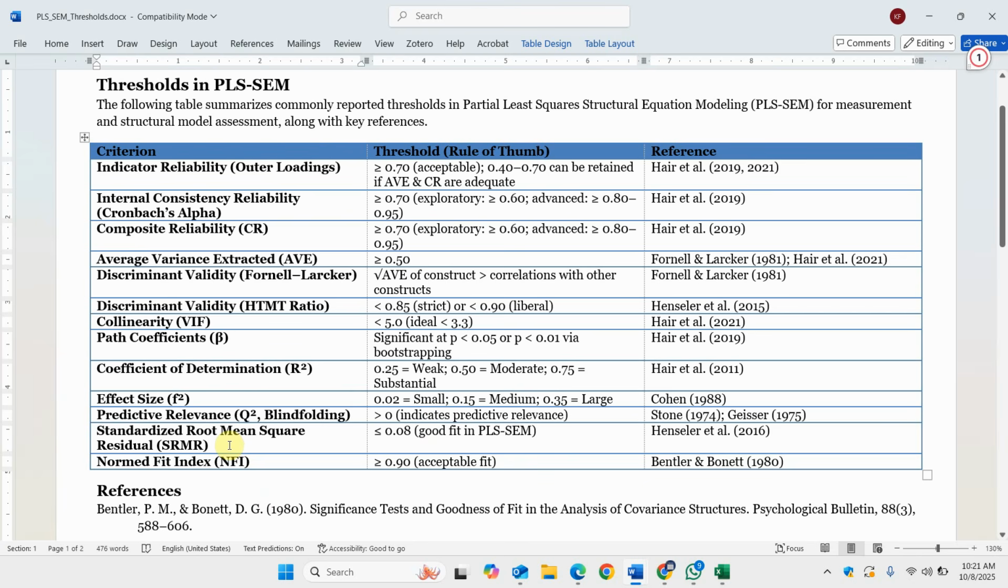Again, for model fit, we normally use SRMR and NFI. For SRMR, it should be less than 0.08, and for NFI, it should be greater than 0.90. So these are the different thresholds that we can use in our study, and these are the references.